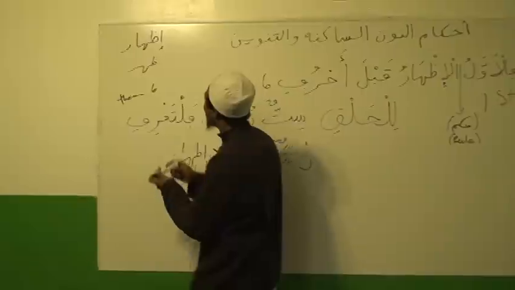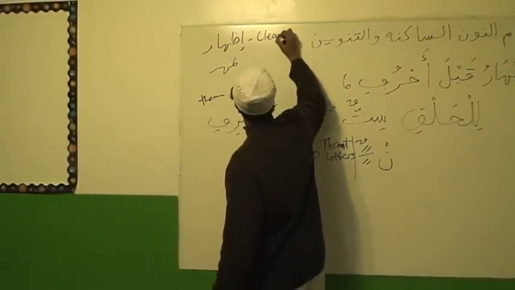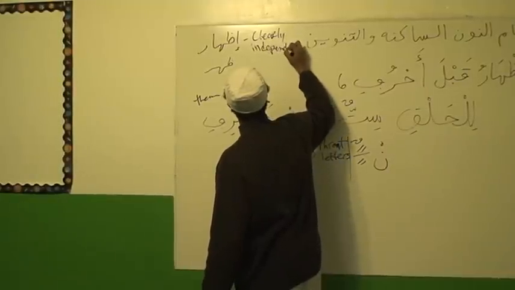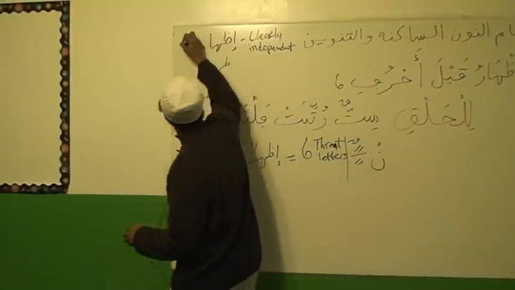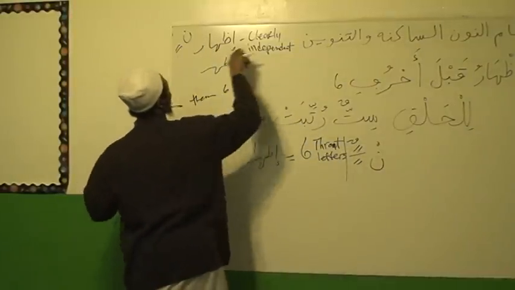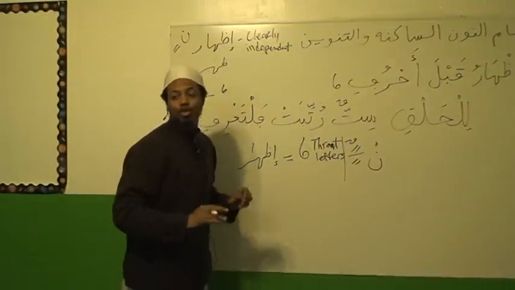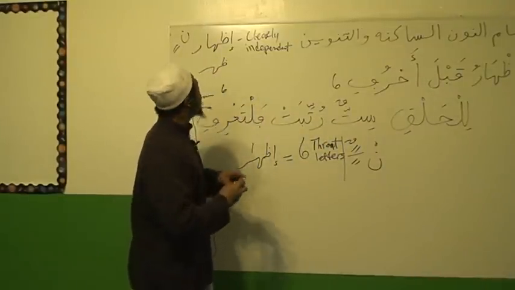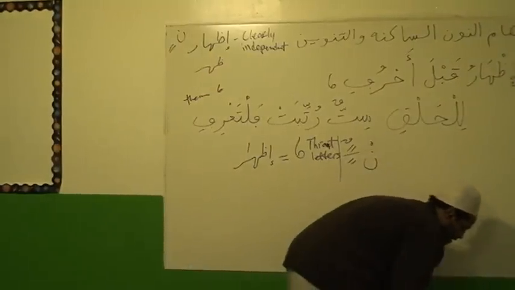Okay? So we have idhar here, which is to recite the word clearly, right? Clearly and independent. Independent, meaning it's not mixed. That's the noon sakinah, and the tanween is going to be recited clearly and independent of any other letter. So we're going to say an, un, in, right? Before the letters of the throat. And the letters of the throat are six.